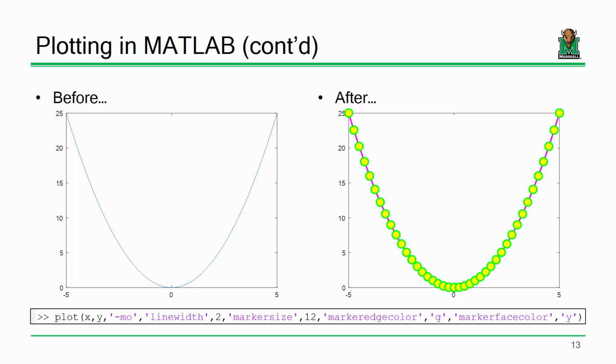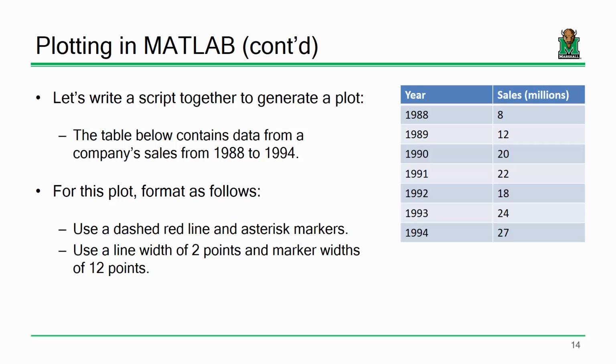We have a solid magenta line with circle markers, right? We've got yellow fill with green edges. The marker sizes are 2. The line width's 2. Everything sounds good. Any questions? It gives you a little bit of control over what you're doing. Well, if you're okay with that, then let's break out some scripts.